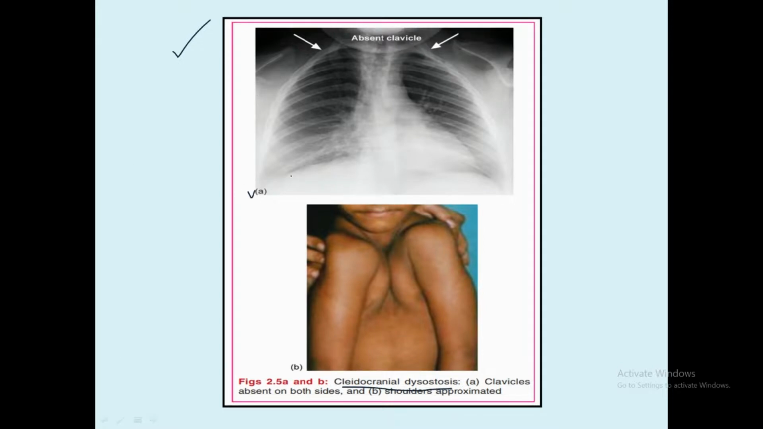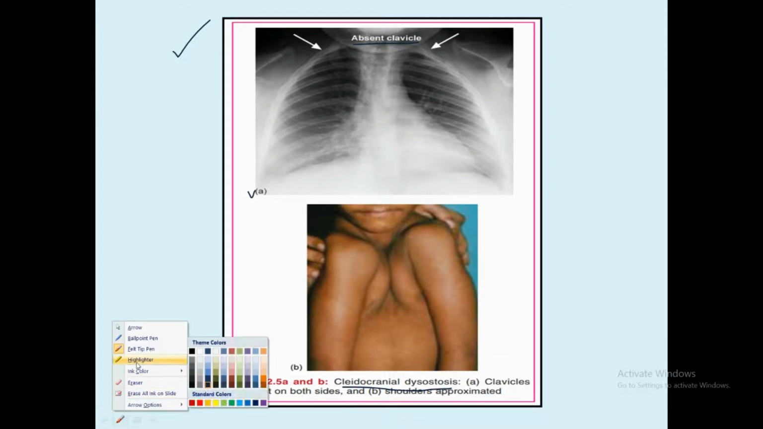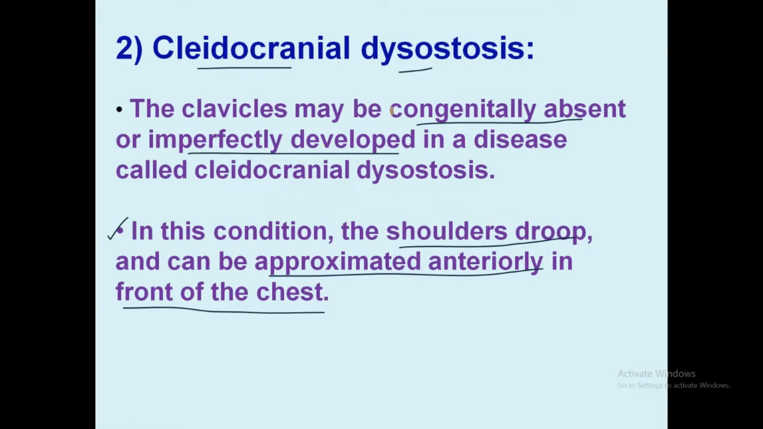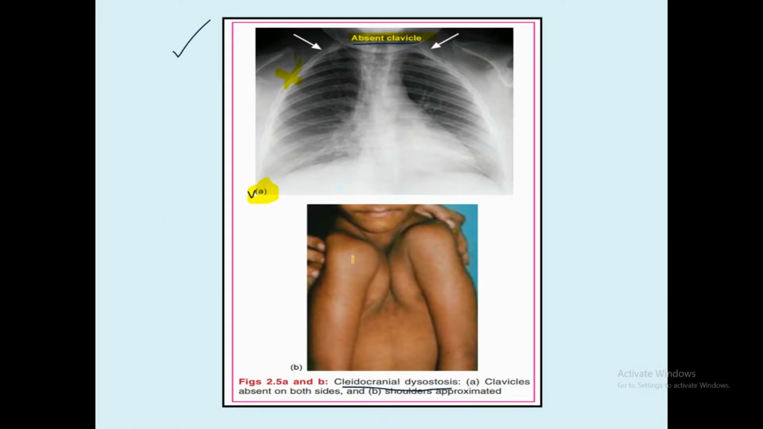So in the first condition, the clavicle is absent. Here the clavicle is not present. So the clavicle is congenitally absent, that is, absent by birth. By birth, the clavicle bone is absent. And here you can see the shoulders are approximated.